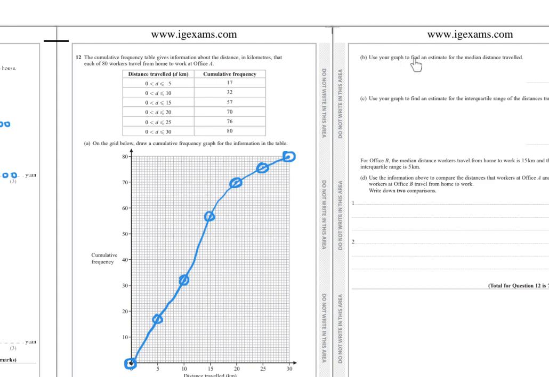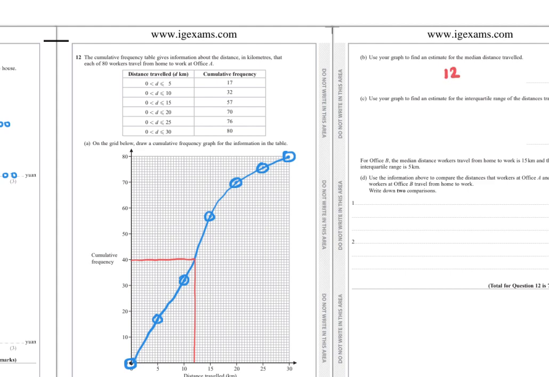B. Use your graph to find an estimate for the median. To find the median, find the order for the median. Half times 80, which is 40. Now start from 40 and draw a horizontal line until you reach the curve. Then find the corresponding value on the x-axis. The median is 12.